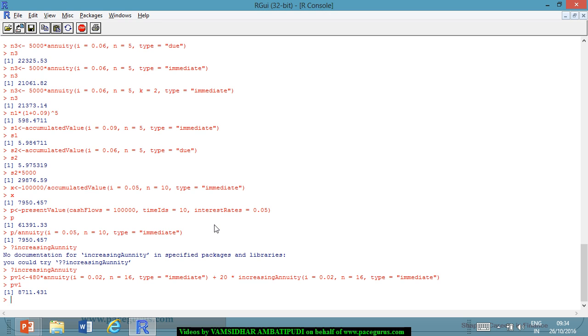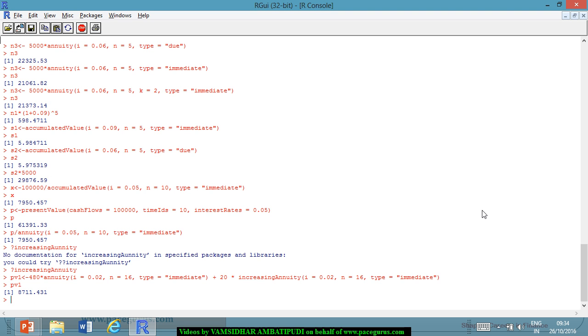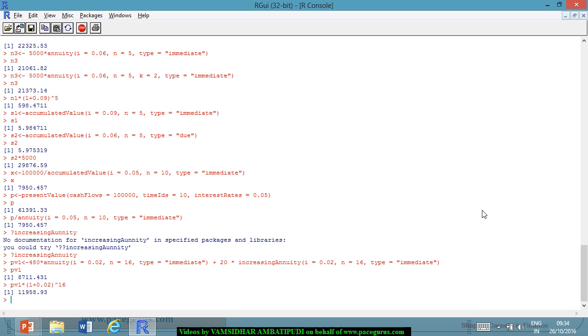Now the second question talks about finding the accumulated value. If you want the accumulated value, just do a capitalization. So PV1 into 1 plus I, which is 0.02, to the power 16. I could have directly done this to find out the accumulated value at the end of 16 years. So at the end of 16 years, the accumulated value is going to be 11,988.